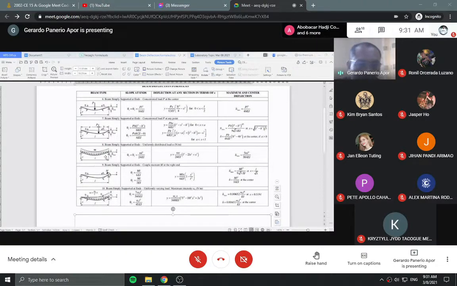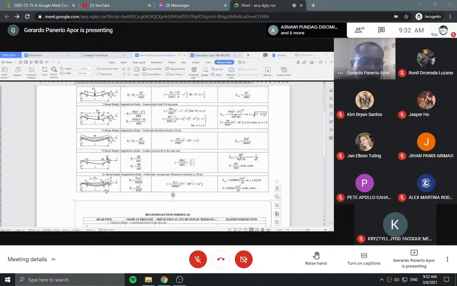Number three, you have a uniformly distributed load from the left support to the right support, meaning the uniformly distributed load is fully applied. There is no gap wherein there is no load. The other one is when you have a moment applied at one end. This is the resulting deflection. On the other end, you just reverse that. This one is a uniformly varying load. Its deflection is again not symmetrical because the load is triangular.